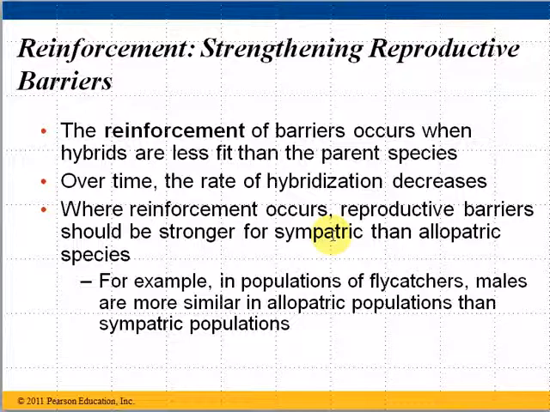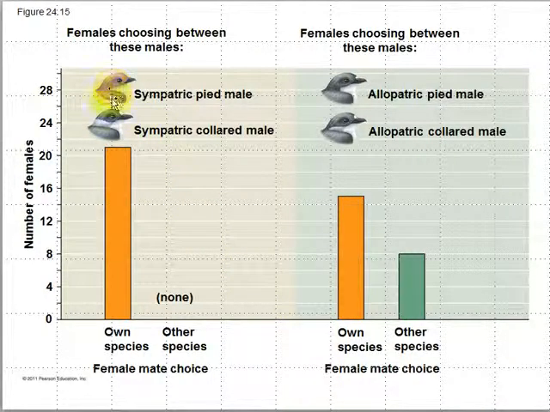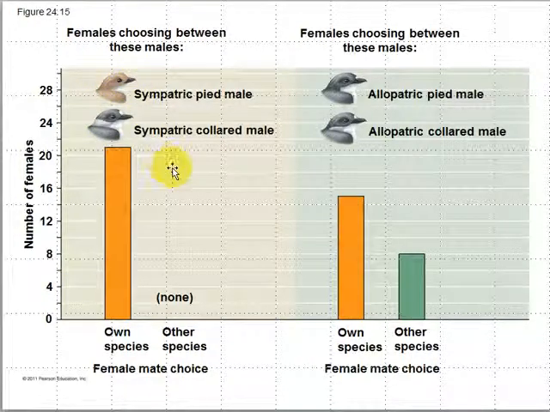And a good example in the textbook is a particular type of bird that the scientists were looking at called a flycatcher, where the males are more similar in allopatric populations, in populations that are separated by geography, than they are in sympatric populations. The textbook shows how if they were looking at two different populations of birds, two species closely related to this European flycatcher, in sympatric populations where they lived in the same geographic area, the differences between the two types of males are very distinct, and the females will only choose the males that fit their description, fit their population, fit their species.